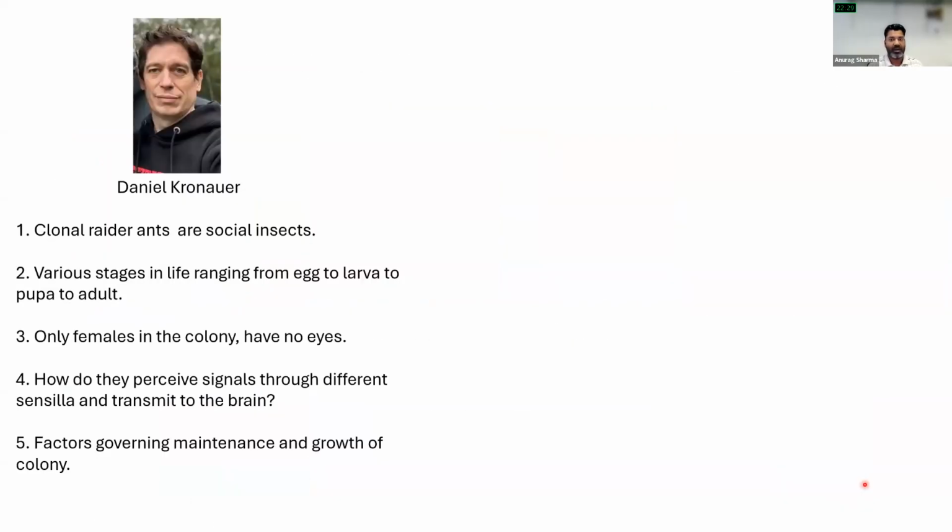So just to give you a brief introduction, the clonal raider ants are social insects, and their life stages go from egg to larvae to pupae and adults. Imagine that they have a big colony with only females, no males, and they have no eyes. So they have to rely on their well-developed sensory system, or sensilla, to receive signals from the surroundings or from one another. How they perceive signals through different sensilla and transmit them to the brain is one of the major questions Daniel Kronauer's lab is taking into account, and he's also interested in studying various factors governing the maintenance and growth of the colony.